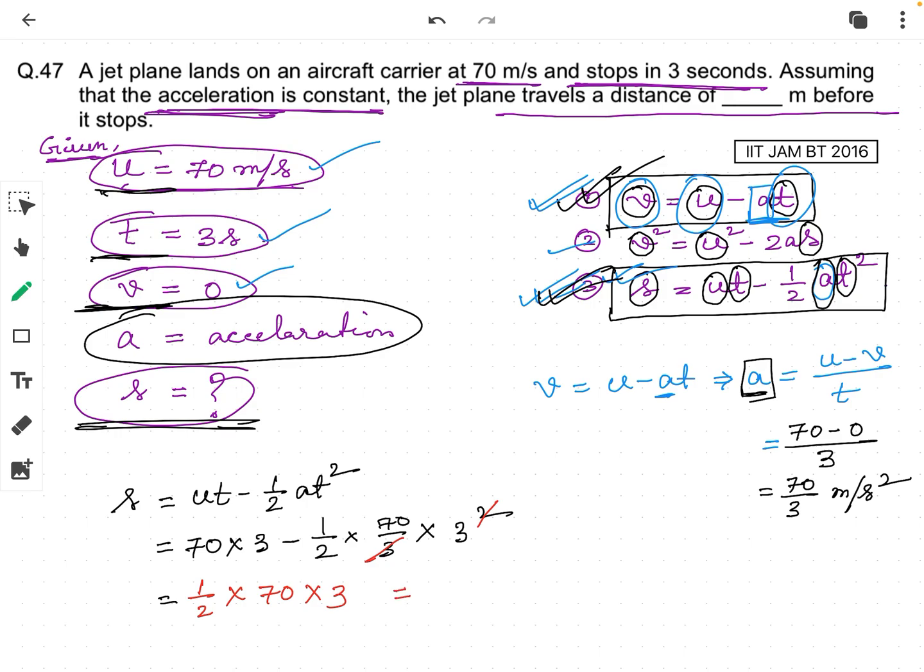So now simply calculate it. It is 210 by 2, that is equal to 105, and the unit is meter. So the answer is 105 meter.